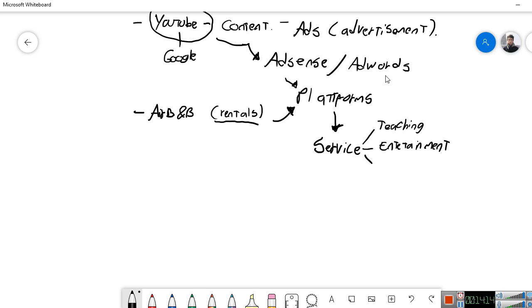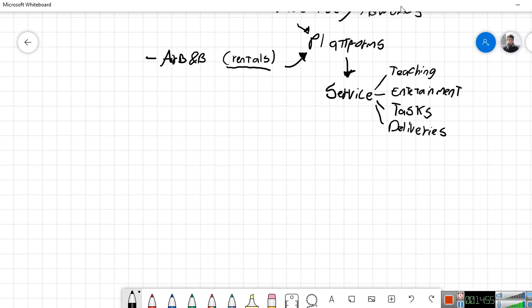I can also help you with your tasks, so let's write it: tasks. Anything you imagine. For example, deliveries are very popular right now. That's called a platform. Any platform is going to offer any service you imagine, and you earn money online thanks to being on the internet. That's how we know about that. Okay, so that was our warm-up.